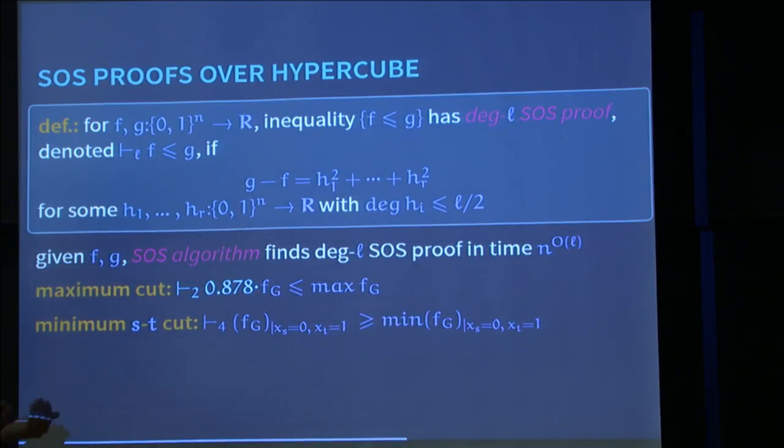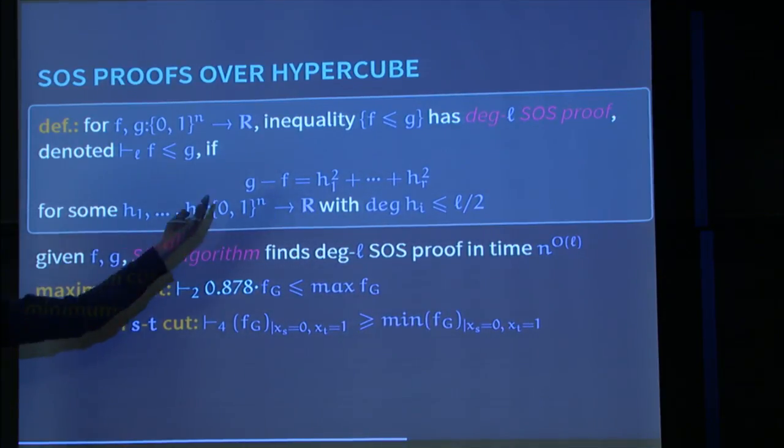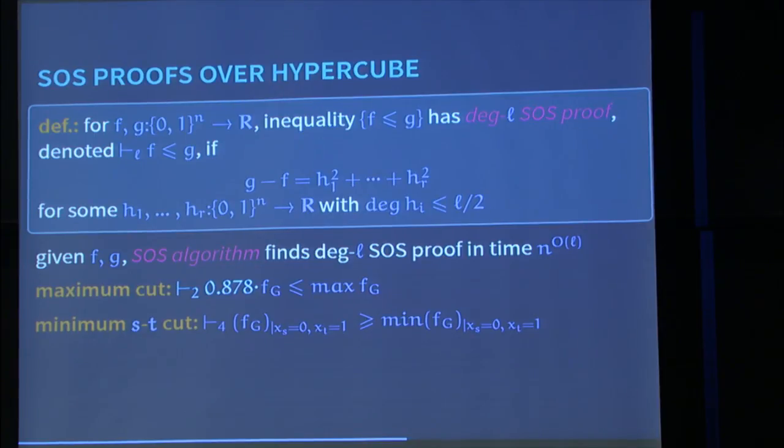So if you have quadratic polynomials, clearly the proof degree has to be at least two. But actually, you need degree four if you want to get the right bound for min cut. So in that sense, this min cut algorithm is even more sophisticated than the maximum. But it's not really a good way to think about it.